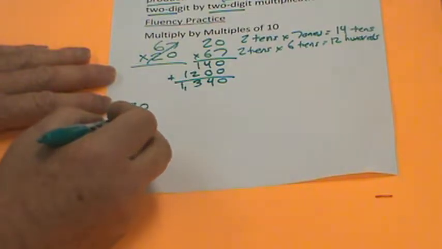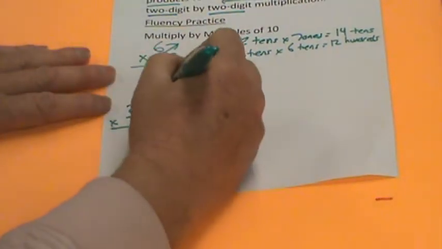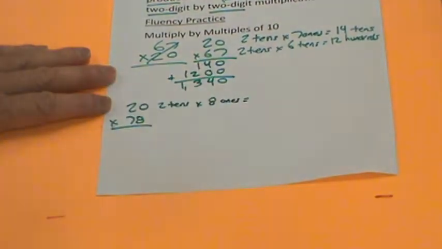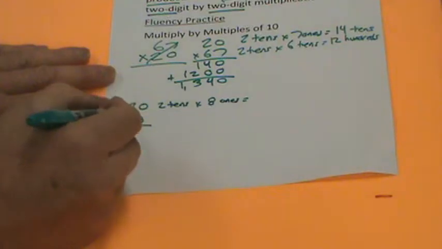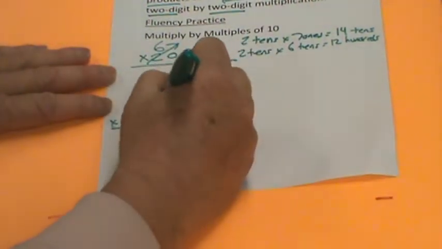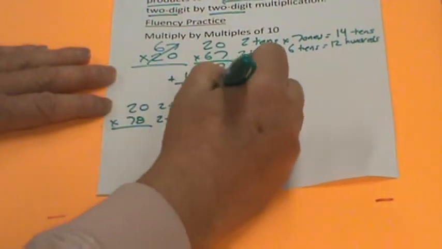And that's 20 times 78. The first thing we're going to do is take two tens and multiply by 8 ones. So think about that. Two tens times 8 ones. What will that equal? The second thing we're going to do is do two tens times 7 tens. So what will that equal?